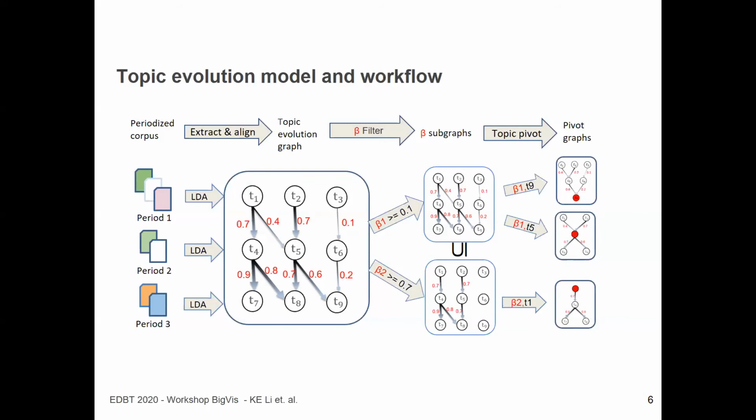That's why we have proposed pivot topic graphs, which allows for the same topic, we can have different subgraphs for different beta values. For higher values, subgraphs are more linear and easier to be analyzed. And for lower values, subgraphs contain more evolution information, and potential evolution can be found for isolated topics as well.